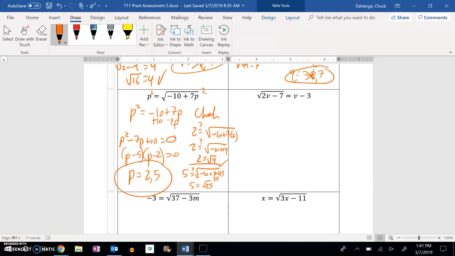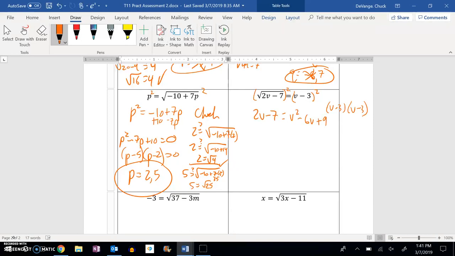So we're going to do this 10th one off that practice exam. And I have the square root. So I'm going to square both sides to get rid of that square root. And notice I have that. But if I square v minus 3, remember, squaring means times itself. So that's v minus 3 times v minus 3. So if I multiply that out, that's going to be v squared minus 6v plus 9.